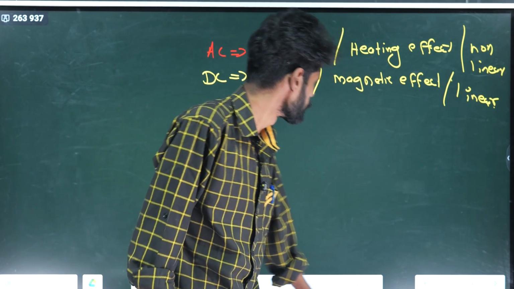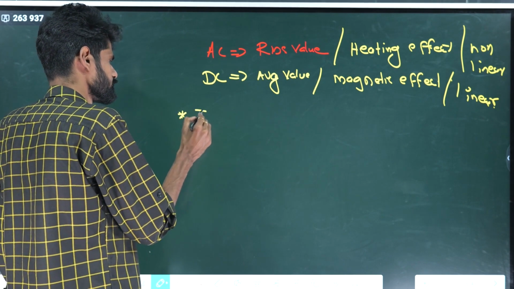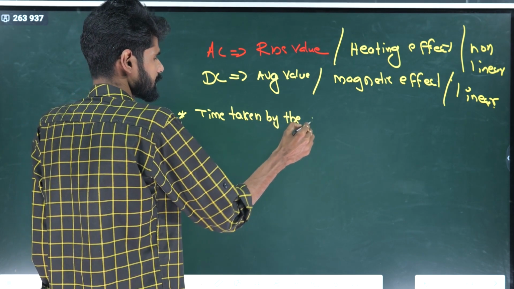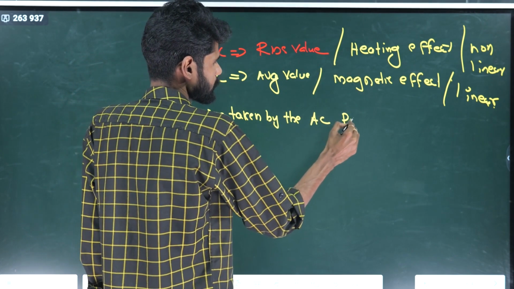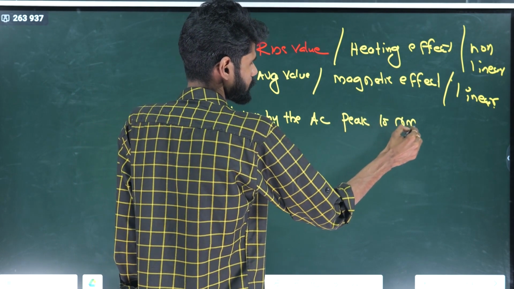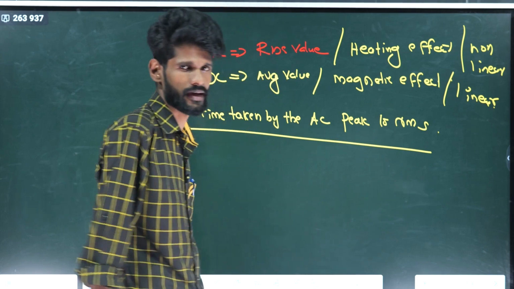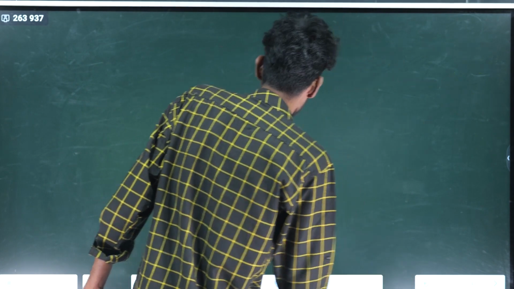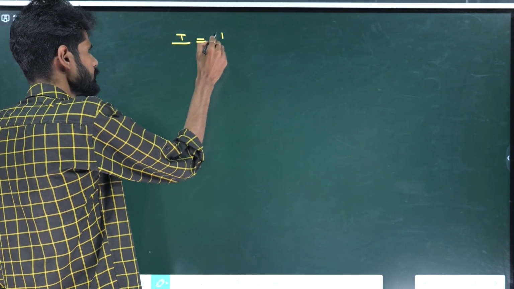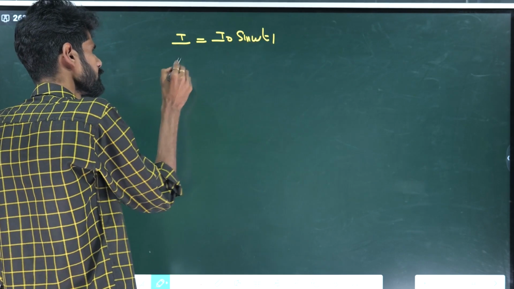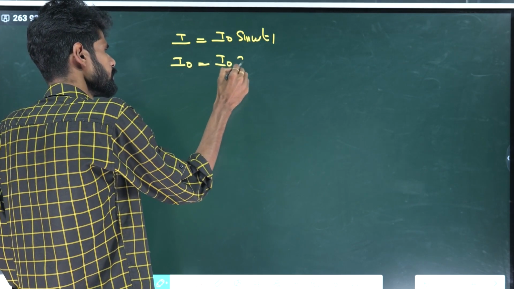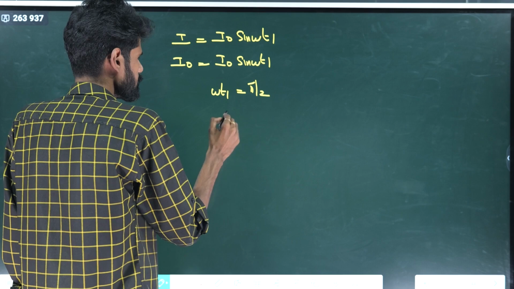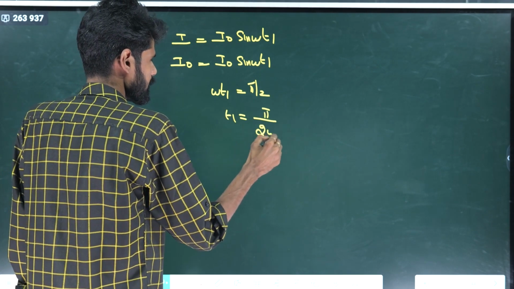So now we move on to time taken. Time taken by the alternating current to change from peak value to RMS value. So time taken by the AC to change from peak value to the RMS value. Here for the peak value, we know that I is equal to I naught sin omega t1. Peak value, that is I naught is equal to I naught sin omega t1. Find omega t1. Omega t1 is equal to pi by 2. T1 is equal to pi by 2 omega.